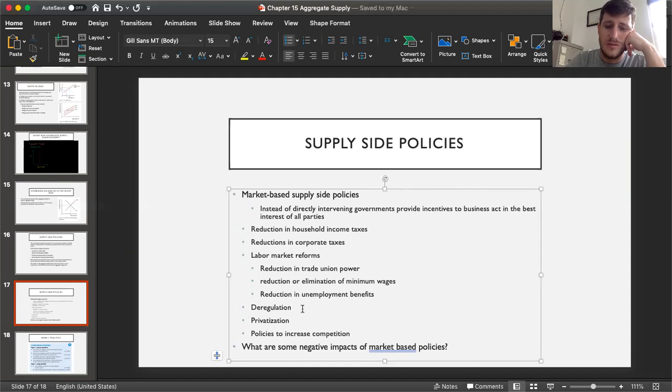Deregulation, so getting government out of businesses, would be one way as well to move closer towards a free market, which would then result in potential growth. Same thing, these two kind of go together. And then again, we're just moving closer towards a free market. So market-based supply side policies are going to be anything that allows the market to operate more towards equilibrium and more towards a less interventionist approach.